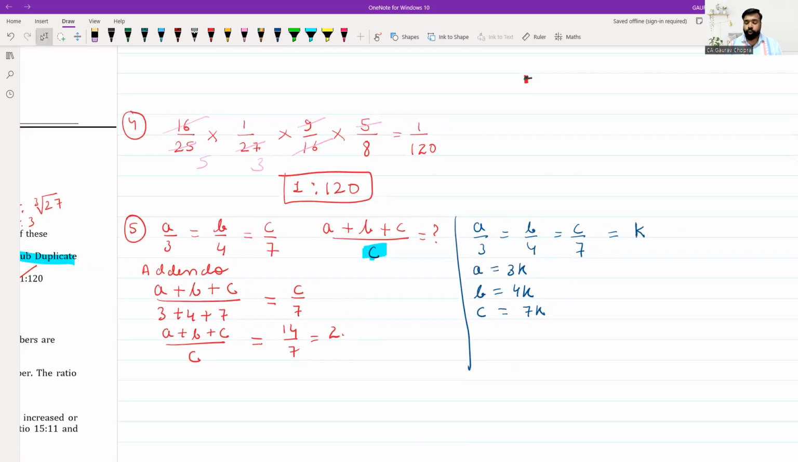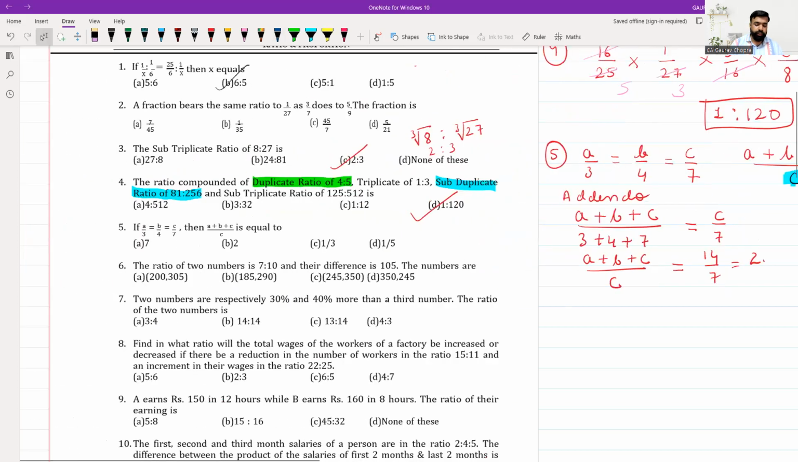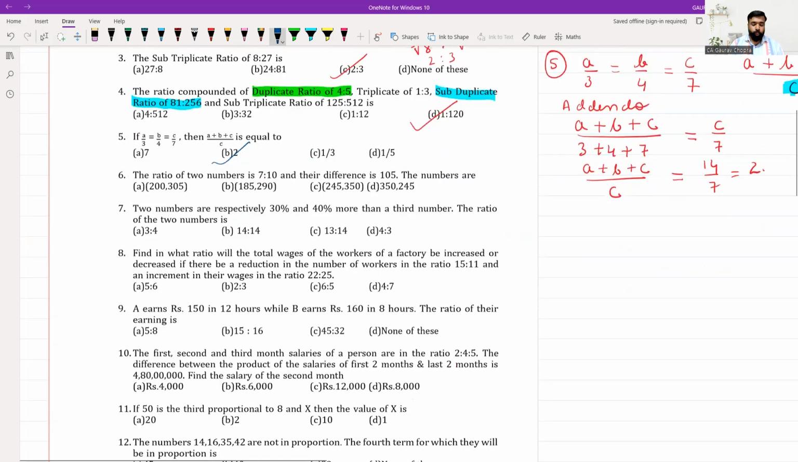Now applying these values in the given question. So A is 3K, B is 4K, C is 7K, divided by the value of C, again 7K. So 14K upon 7K gives the result as 2. Both methods are easy, you can use whichever you like. Okay, this was question number 5. The correct option is B. All right, now the next one, question number 6.